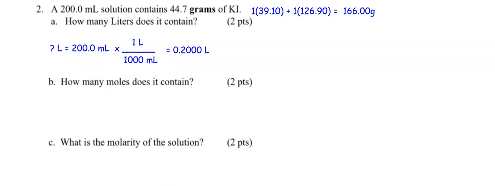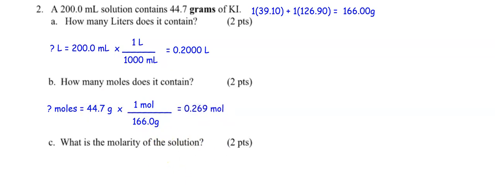So now what? How many moles does it contain? All right, can I do moles is equal to molarity times volume? No, I only got volume. I don't have molarity. So guess what I'm going to have to use? Yes, I'm going to use the periodic table. So here is my 44.7 grams. I already told you how many grams are in 1 mole. My grams cancels out. So 44.7 divided by 166 is equal to 0.269 moles.